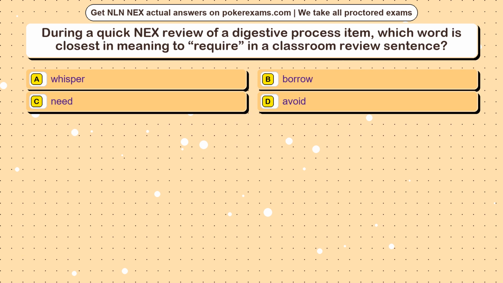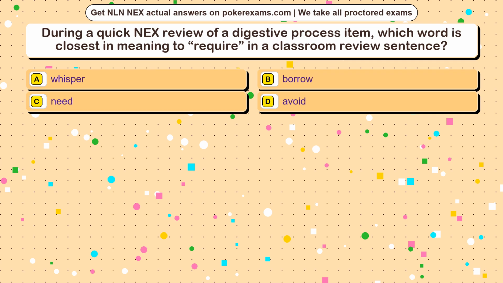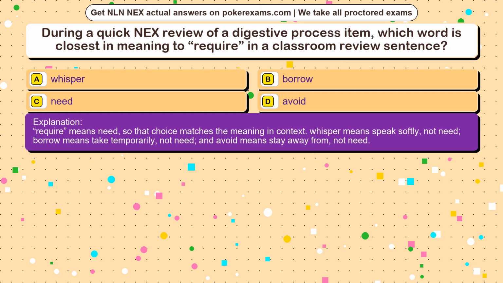Question 2. During a quick NEX review of a digestive process item, which word is closest in meaning to require in a classroom review sentence? Option A, whisper. Option B, borrow. Option C, need. Option D, avoid. The correct answer is option. Require means need, so that choice matches the meaning in context. Whisper means speak softly, not need. Borrow means take temporarily, not need. And avoid means stay away from, not need.